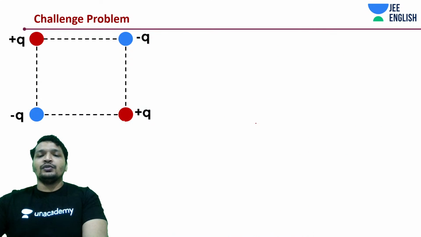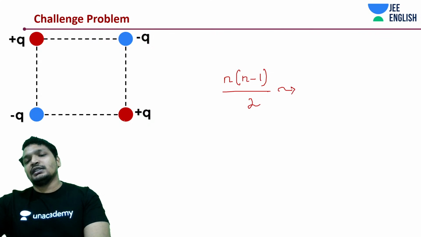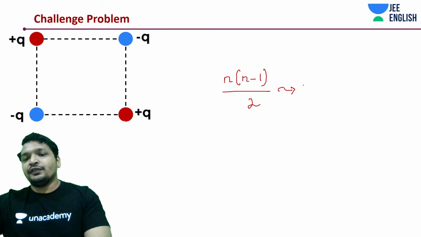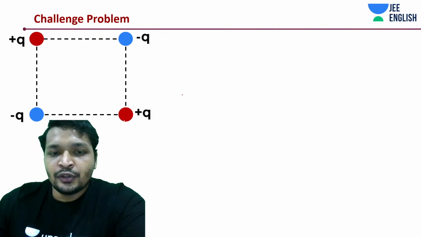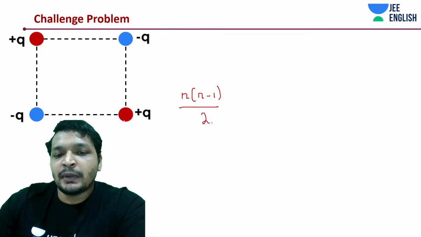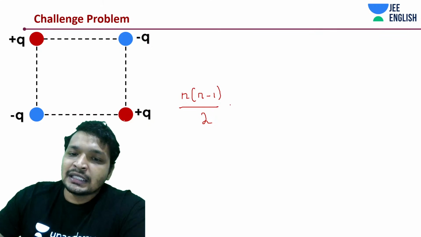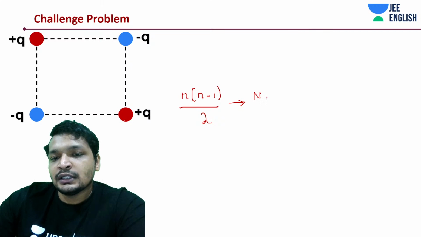You should have understood 2 things. One is, all you need to remember is n into n minus 1 by 2 number of systems of 2 charges exist. Let me rewrite this. N into n minus 1 by 2, this is the way to verify it, right? If you have missed out anything, n into n minus 1 by 2, or you can also make use of nC2. Number of systems of 2 charges exist.